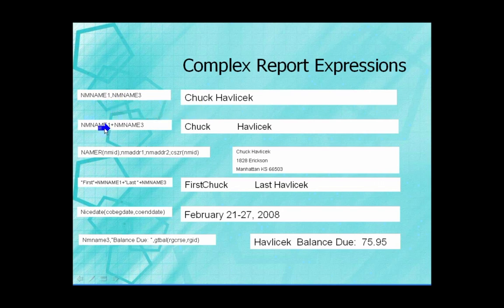If we use the plus as the concatenator, it will include the literal blank spaces at the end of the first field. So if name 1 has 15 blank spaces, it will give you those blanks, then put in the next value. Here it's Chuck, then 10 blanks, and then Havlicek. And there would actually be 22 or so blanks at the end of Havlicek.